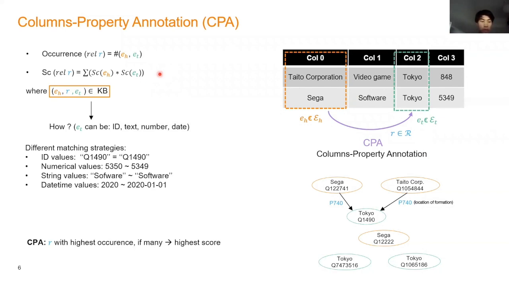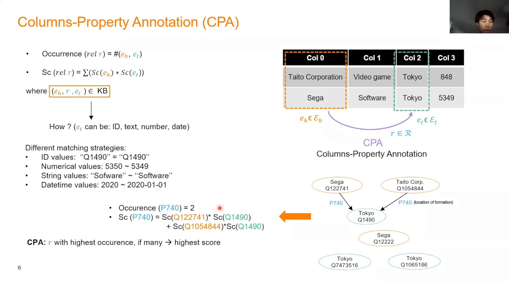For example, in the table on the right, we consider the first and the third columns and the relation P740. This relation can connect a Sega candidate to a Tokyo candidate and a Titan Corporation candidate to Tokyo candidates as well. So the occurrence of this relation is 2, and its score is the sum of the two scores corresponding to Sega-Tokyo and Titan Corporation-Tokyo.